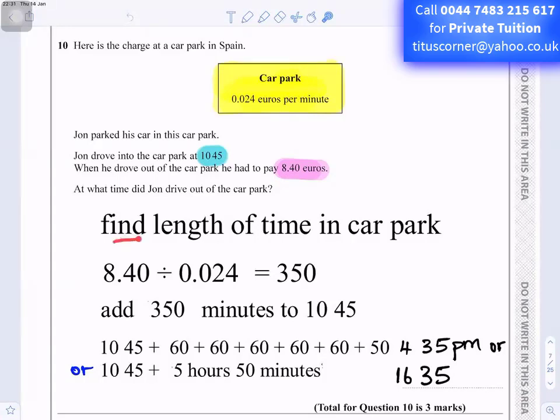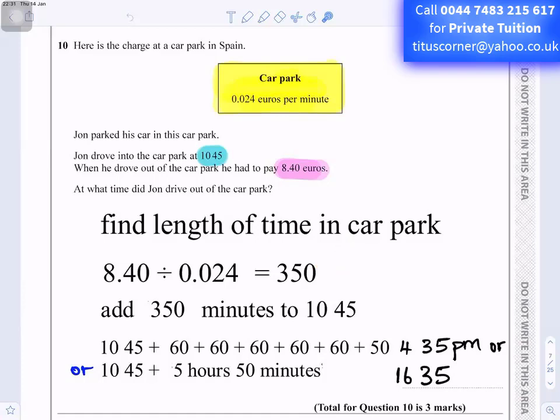First of all, let's find the length of time the car was in the car park. So 8 euro 40 divided by 0.024 gives us 350 minutes, because we are doing euros divided by euros per minute. That gives us 350 minutes.